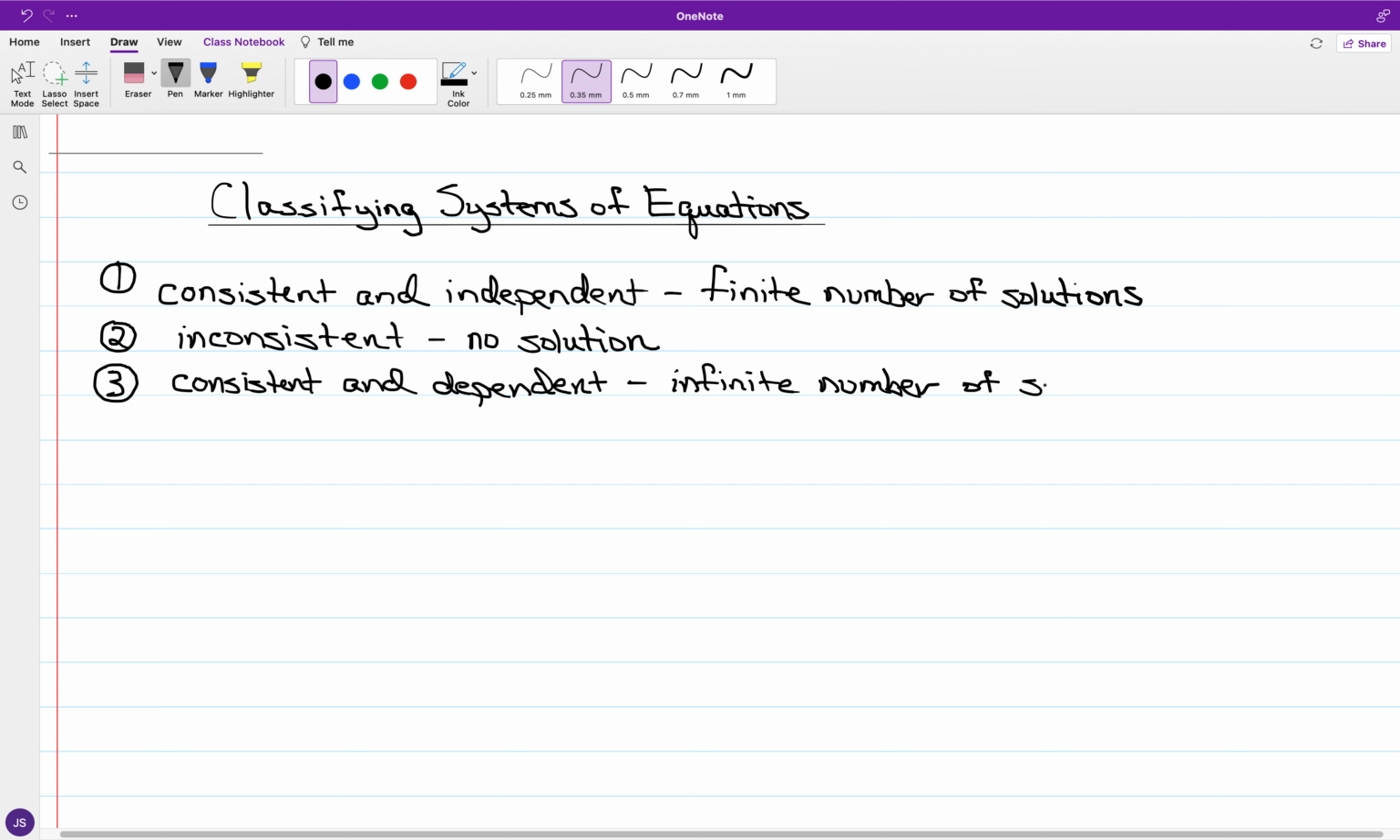And to illustrate the possible classifications, say we were to determine the type of system for the following. Or say we were to determine the classification of each system.